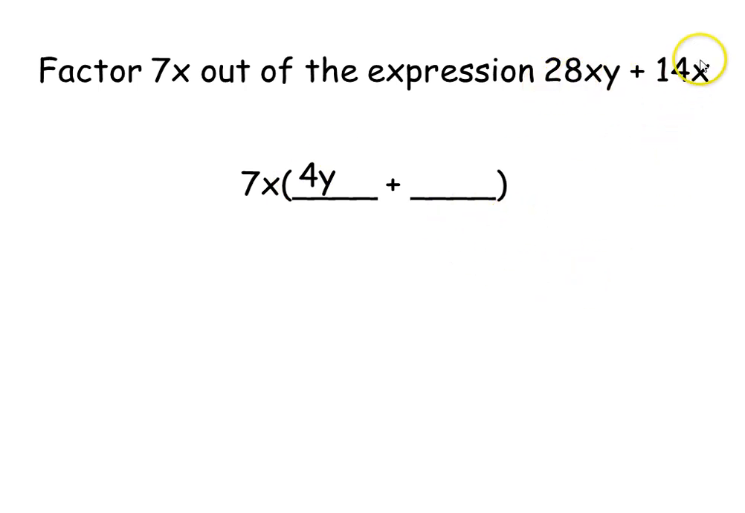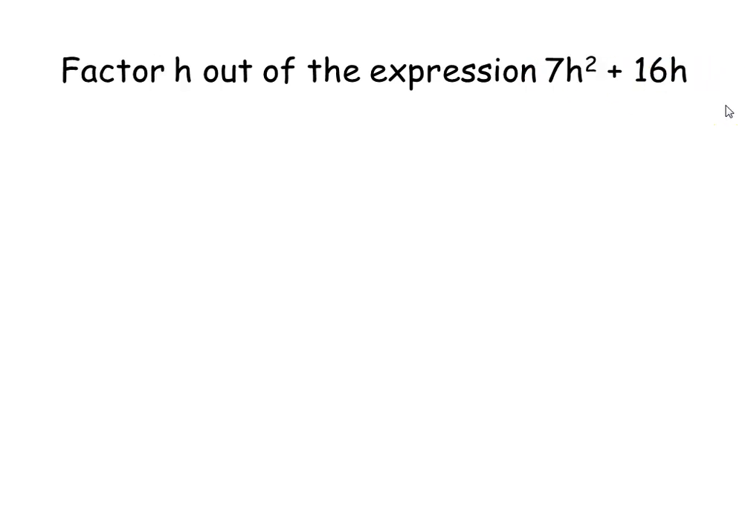Second term, we want it to be 14x, so 7x times what gives us 14x? Well, 7 times 2 would give us 14, and the x that appears here is already accounted for in what we pulled out of the factor 7x. So if we write that without those blanks there, we would have 7x times the quantity 4y plus 2, and once again, if you were to distribute the 7x to each term inside the parentheses here, you would get this expression here. And one more, we'll now factor h.